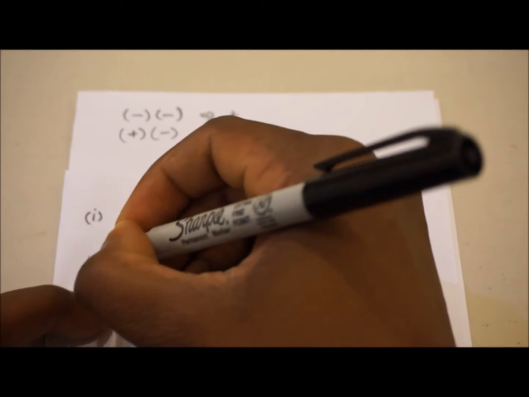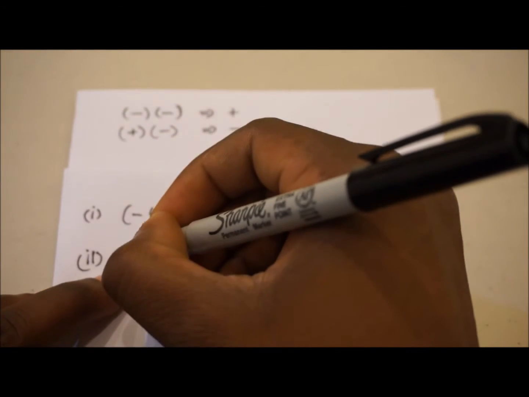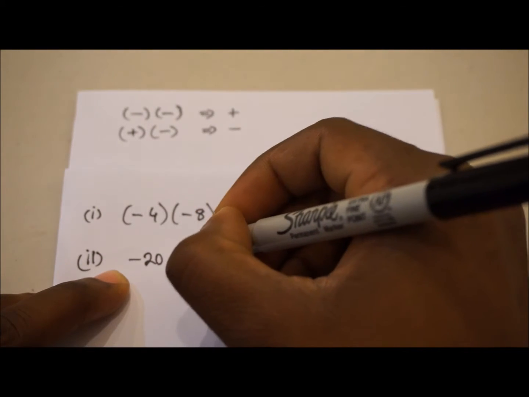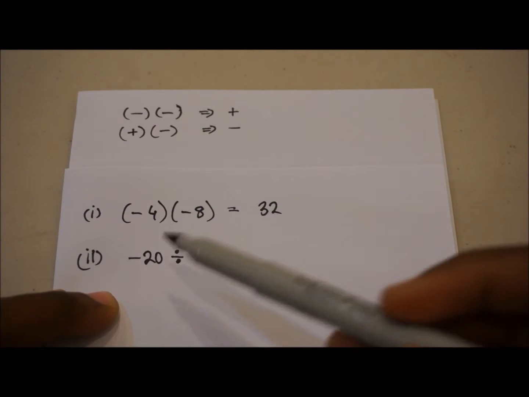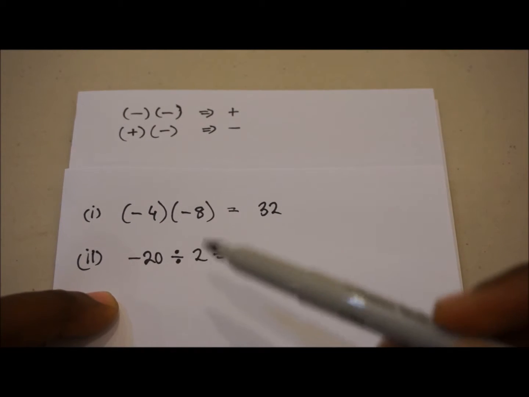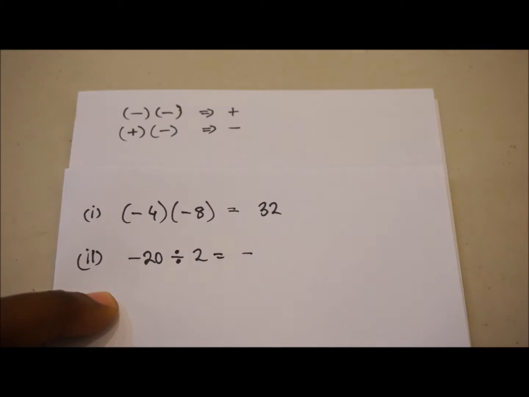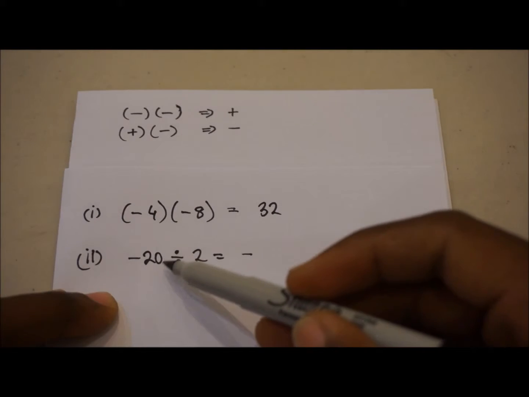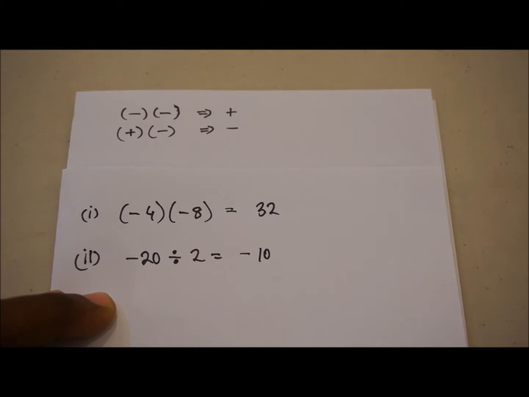Here's a second example. I am given -20 divided by 2. I recognize that I have a negative and a positive. Therefore, my answer should come out to be the negative answer. And then I just divide 20 and 2 as normal. 20 divided by 2, answer is 10. Therefore, my answer is -10.